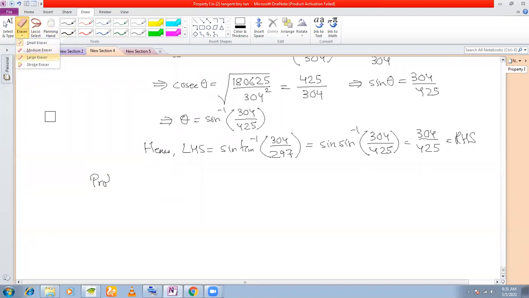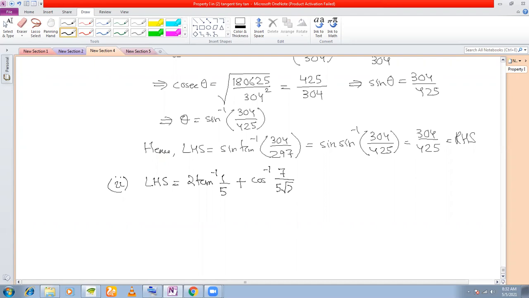We'll do the second part now. Last problem from inverse trigonometric functions. And we'll start from the left hand side. The left hand side here is 2 tan inverse 1 by 5 plus cos inverse 7 by 5 root 2 plus 2 tan inverse 1/8.